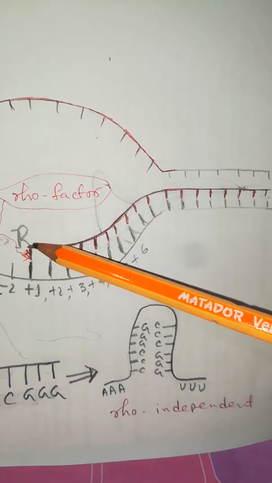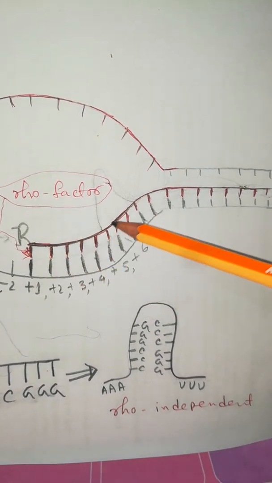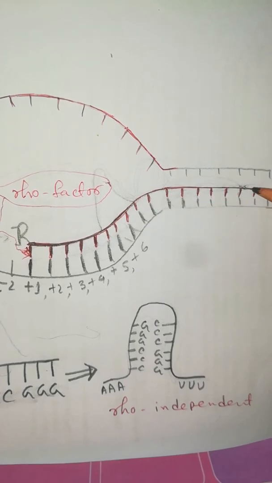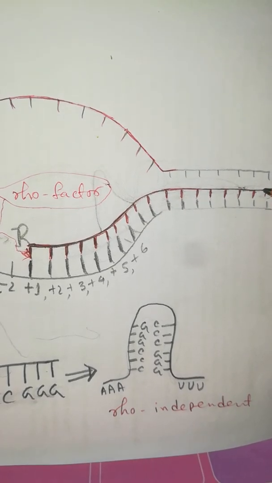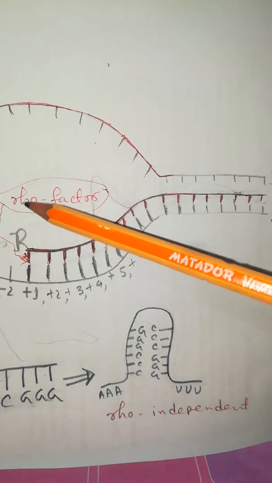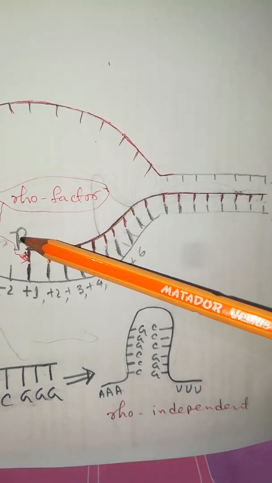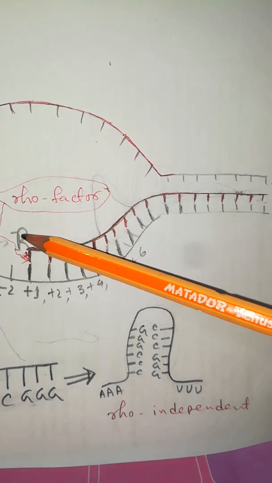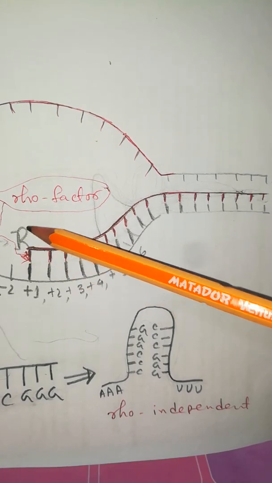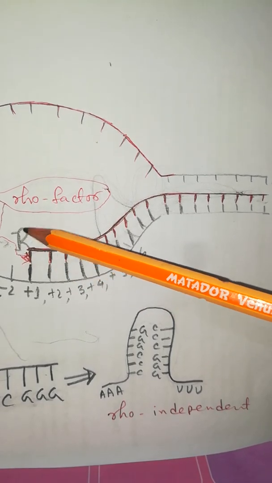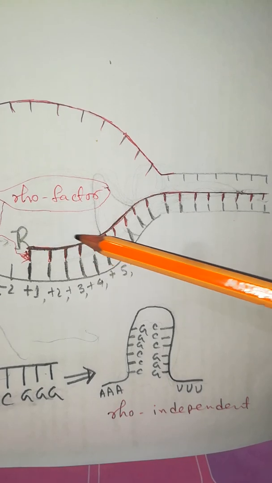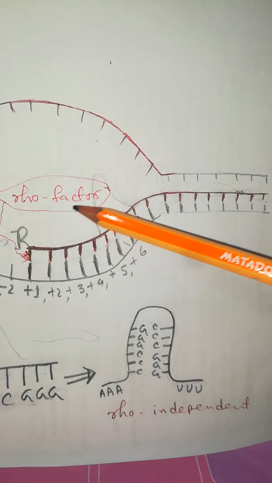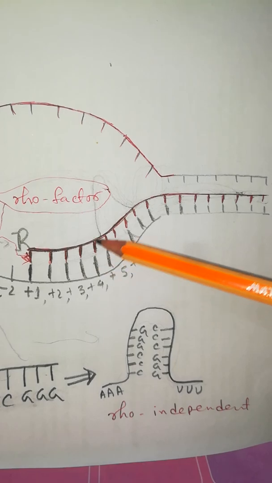Suppose this RNA polymerase causes polymerization going forward, comes to this side and stops polymerization. This rho factor starts following this RNA polymerase. RNA polymerase is going forward, and the rho factor is following it. Suppose RNA polymerase comes to this point, and the rho factor causes cutting up to this point.